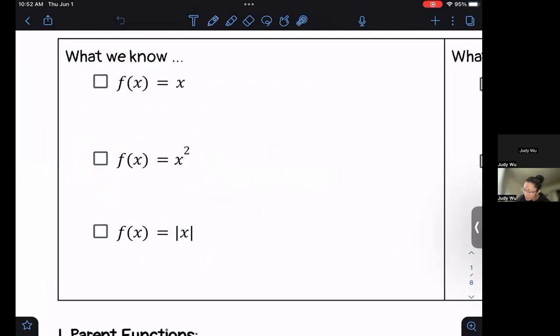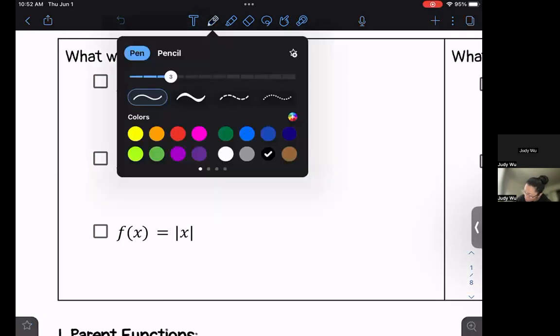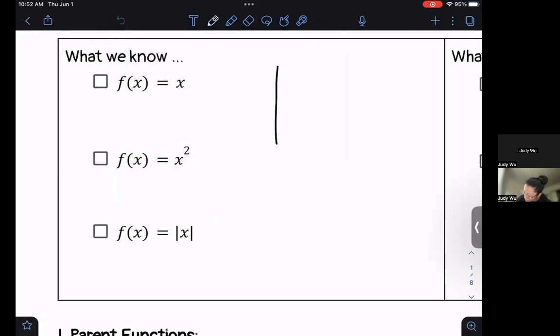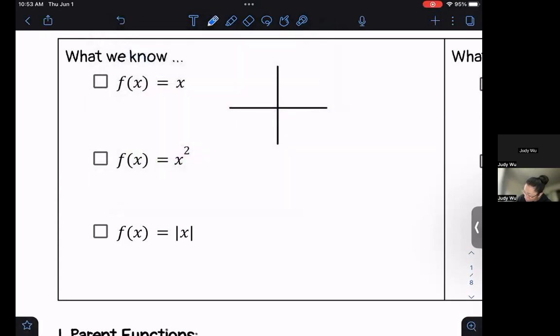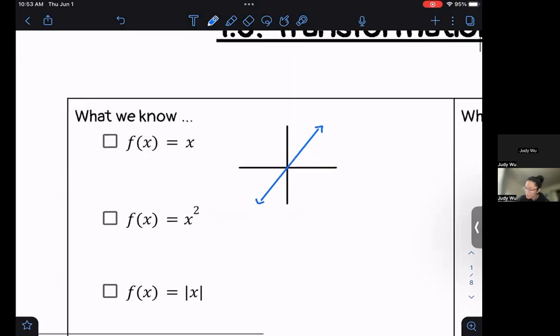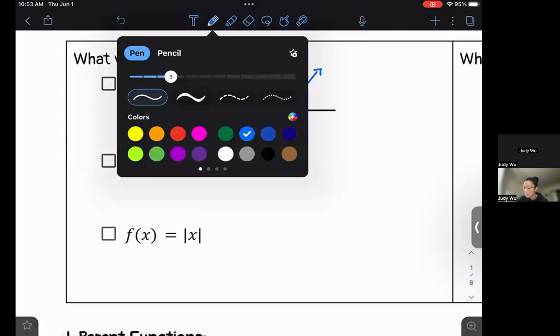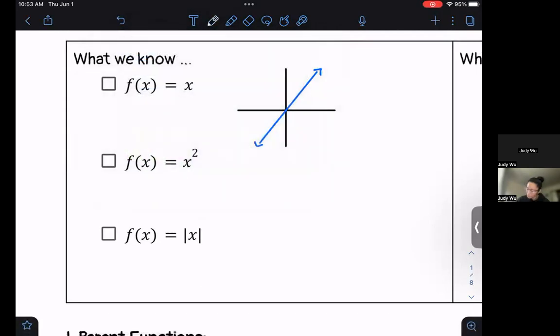So let's start with our f of x equals x. And that, my friends, we may remember is something where we just have a line. And in fact, we have a sort of diagonal line that goes right through the origin, right? And this would be a linear function, okay?